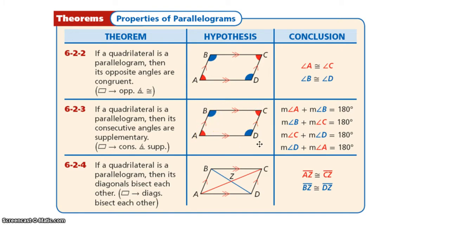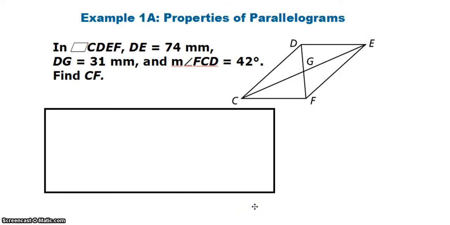Finally, if a quadrilateral is a parallelogram, then its diagonals bisect each other, which means when both diagonals are drawn, then we can say BZ equals ZD, or we could say AZ equals ZC. So they're each cut into 2 congruent segments. Very cool. So go ahead and read this.